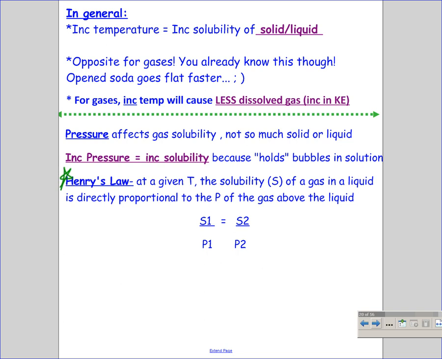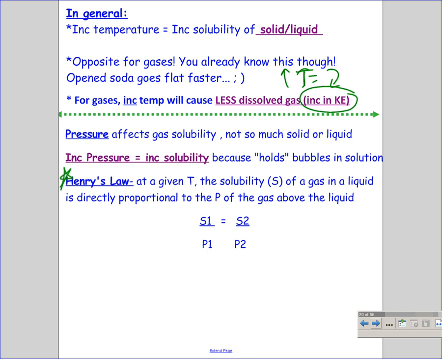So gases are indirectly related because of that inverse relationship: increasing temperature should decrease solubility. That's because increasing temperature causes an increase in kinetic energy, and those gases with kinetic energy just leave. They go out of solution because they have the energy to do so. Pressure is different though. That's the one with Henry's Law.